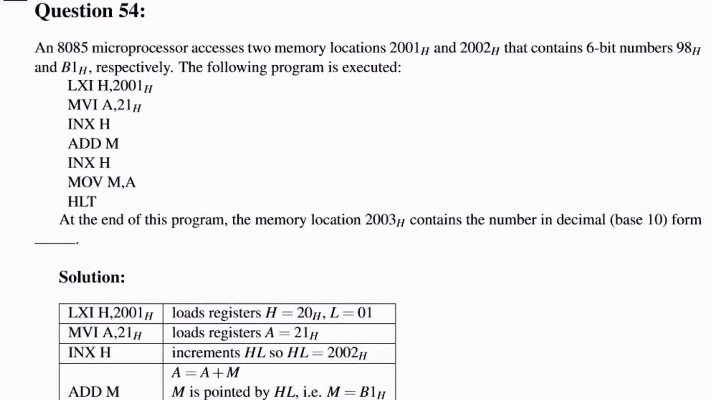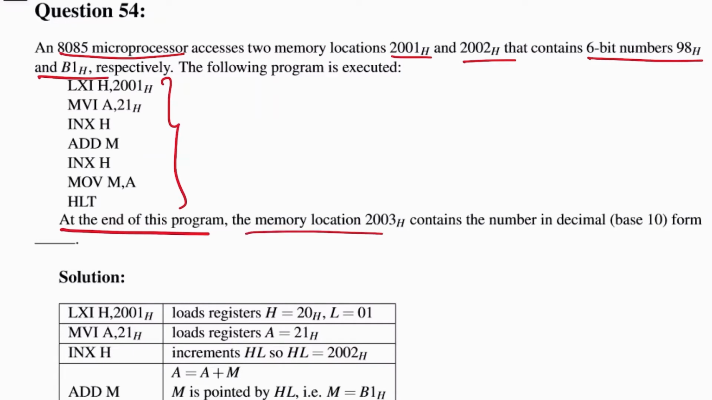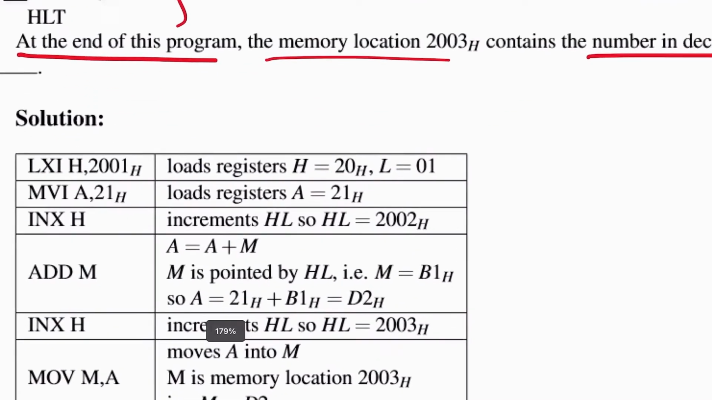The idea is that the 8085 microprocessor accesses these two memory locations, and each contains the following 8-bit hexadecimal numbers, and this is the program that does the accessing. We need to know at the end of this program what is contained in the memory location 2003 hexadecimal, and of course the answer is required in base 10 form.